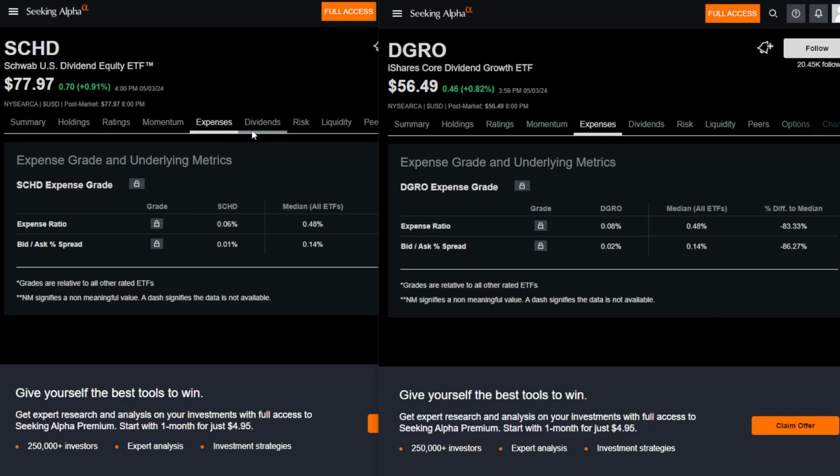Now, another important comparison: expense ratio. This is pretty simple. SCHD's expense ratio is 0.06. DGRO's is 0.08. So although DGRO is more expensive to hold on to, we're talking about 0.02% more expensive. I don't think any of us are going to notice that too much unless we own thousands of shares, which I hope we all do in the future.